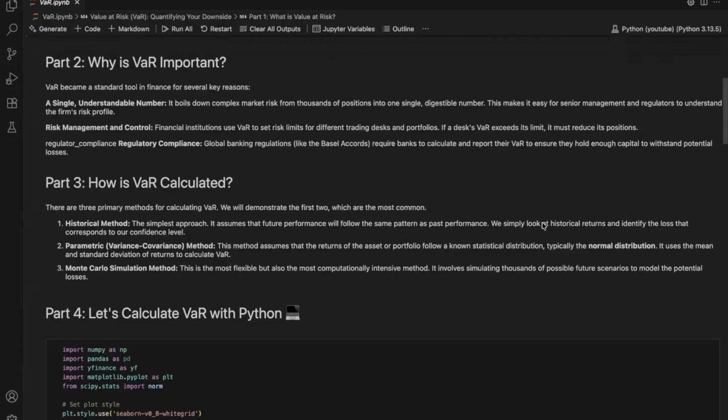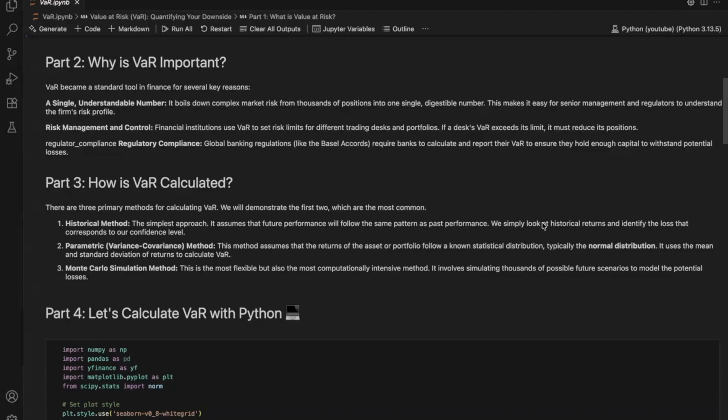There are three main ways to calculate VaR, each with its own assumptions. We'll focus on the two most common methods today. The first one is the historic method. This is the simplest. It assumes the future will look like the past. You literally just look at your past returns and find the loss that matches your confidence level.